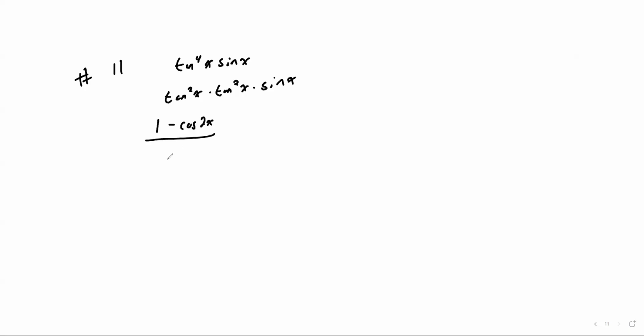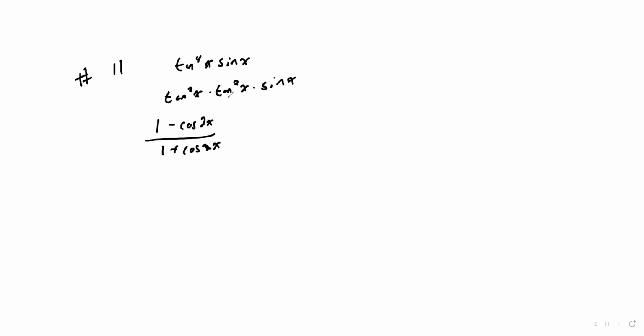momentum. So let's look at number 11. This one says rewrite tan to the power 4 x times sine x, containing only first powers of sines and cosines. Well, for starters, I'm going to turn this tan 4 into tan squared x times tan squared x times sine. And then I'm going to use that power reducing identity for tan squared to give me 1 minus cosine 2x over 1 plus cosine 2x.